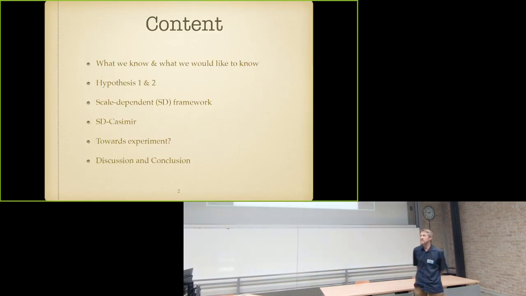So the short outline for this talk. First, to start off, I want to tell what we know, what we think we know, and what we would like to know. Then I want to clearly formulate the hypothesis, how I want to address these questions. And then at third point, I will present a framework particularly suited to include the two hypotheses I mentioned. And when the framework is set, I will study the Casimir effect, and then even look towards experiment. And then hopefully some questions, discussion, and conclusions.